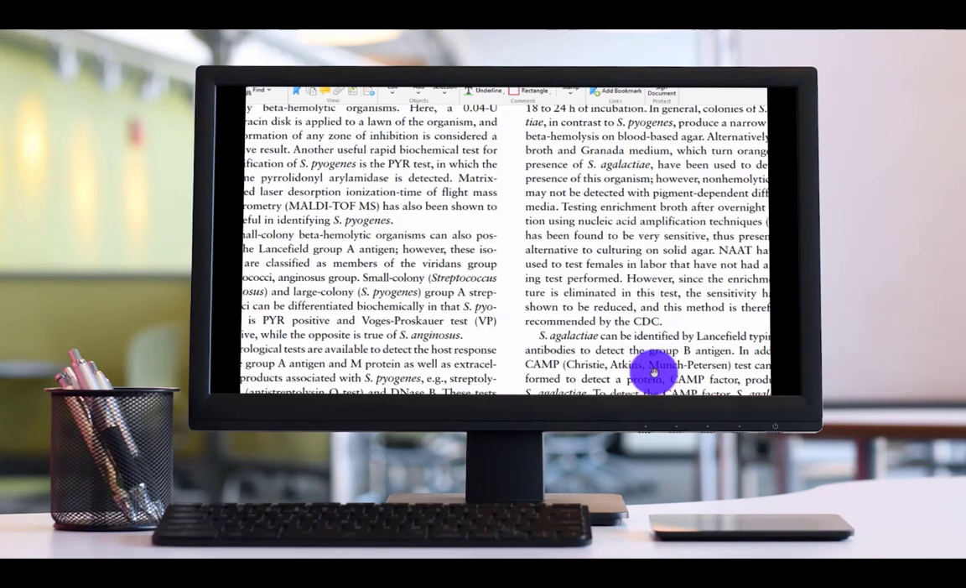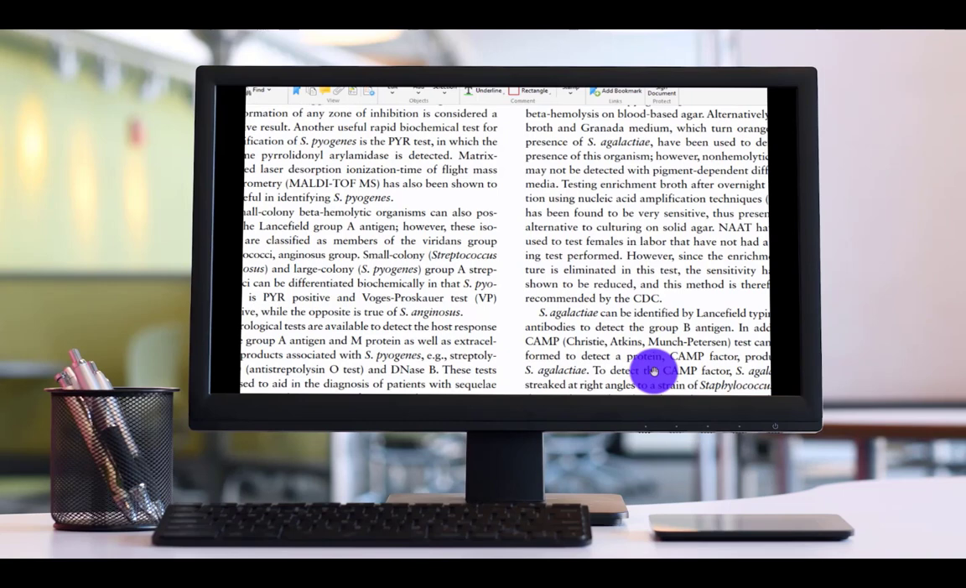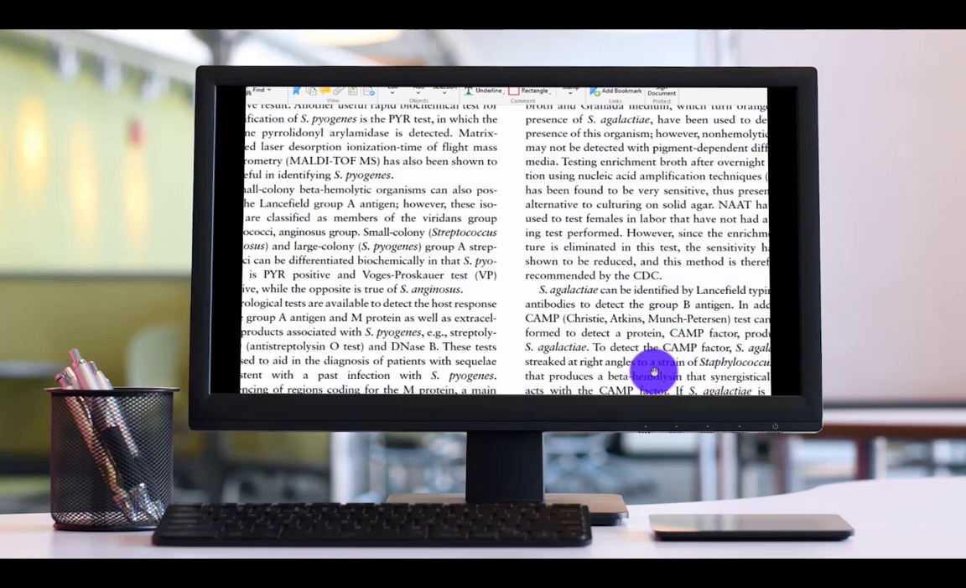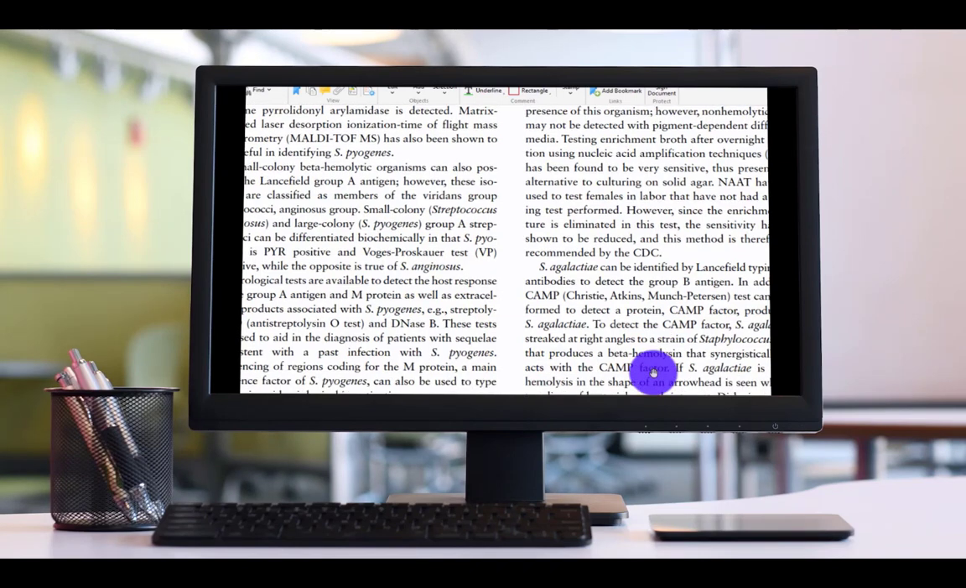Small colony beta hemolytic organisms can also possess the Lancefield group A antigen. However, these isolates are classified as members of the Streptococcus anginosus group. Small colony Streptococcus anginosus and large colony Strep pyogenes, group A streptococci, can be differentiated biochemically in that Strep pyogenes is PYR positive and Voges-Proskauer test negative, while the opposite is true of Strep anginosus.